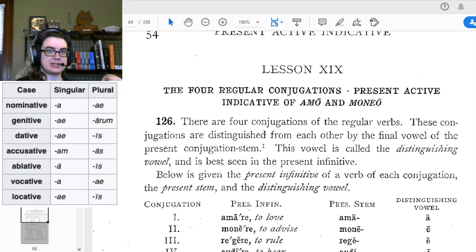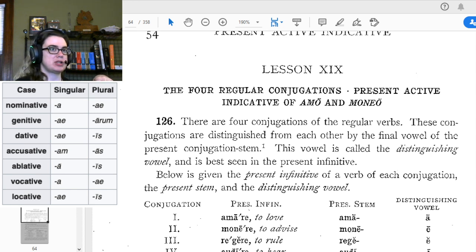Tense: when is it happening? What is its aspect? Is it in the present? Is it a recurring action? Is it in the past? Simple action. Voice: is it active or passive? Is the subject doing the action or is it being acted upon? And then mood: what type of sentence is it?